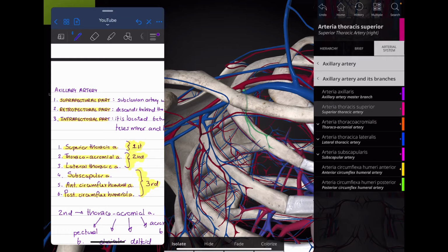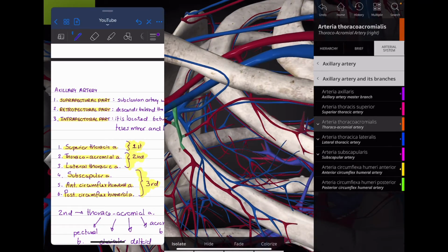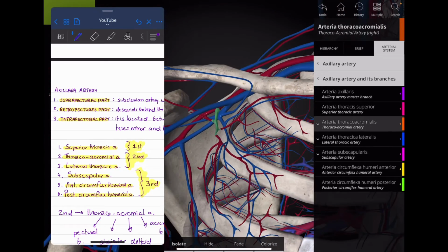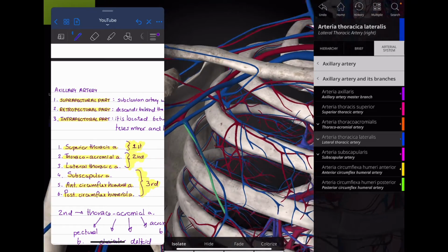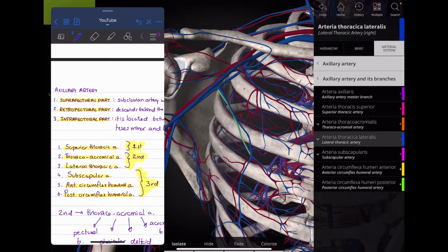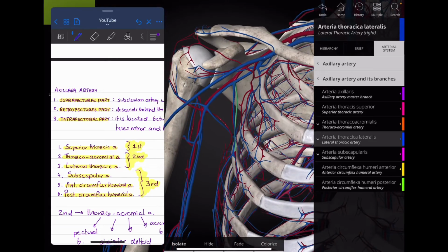Now the second and third branches, the thoracoacromial artery and the lateral thoracic artery, arise from the retropectoral part. Okay, so let's have a look at them. That would be your thoracoacromial artery. Okay, and this would be your lateral thoracic artery.